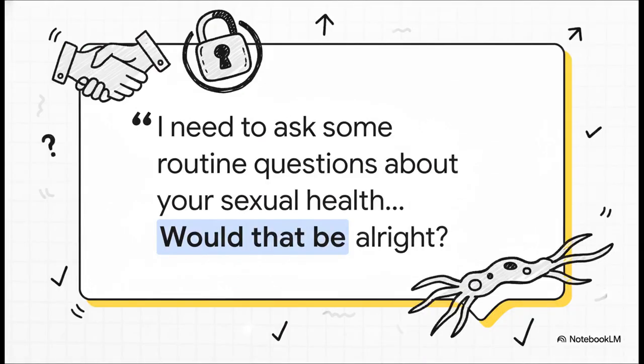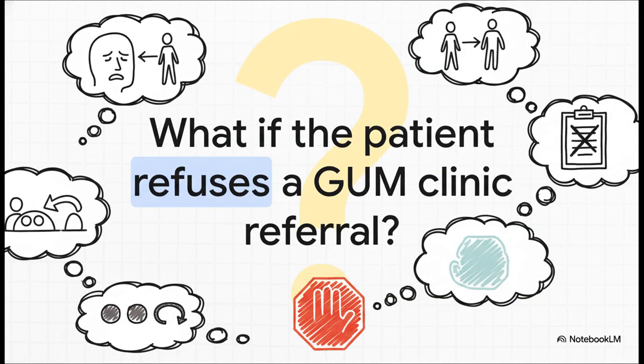Now, before you launch into questions about their sex life, you have to stop and ask for permission. This is so important. You can use a phrase exactly like this one. It explains why you're asking, reminds them it's confidential, and gives them control by asking if it's all right. It's about respect.